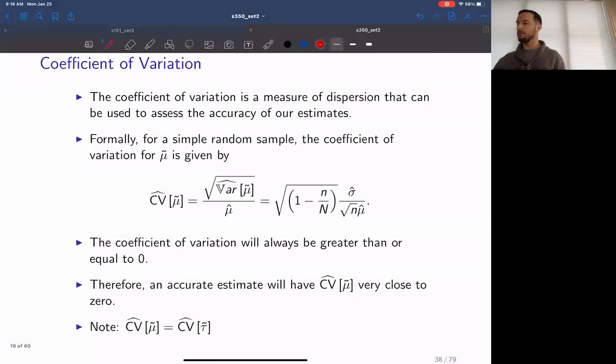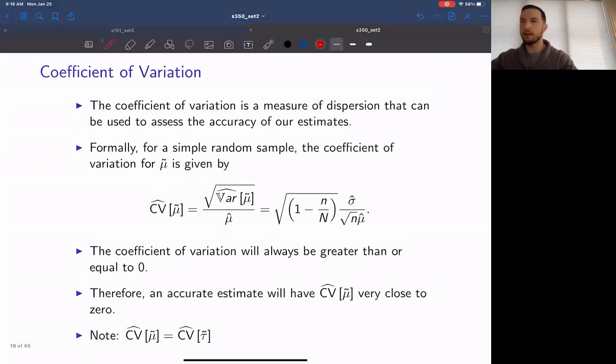Okay, so the next statistic or estimator that I want to introduce to you guys is called the coefficient of variation. Effectively, what we can use the coefficient of variation for is to determine which estimator of mu would be the best. It gives us a criteria to evaluate which estimator of mu would be the best. Okay, so the coefficient of variation from a mathematical definition takes the square root of the variance of our estimator, so the standard error of our estimator, and divides it by our estimate for the parameter of interest.